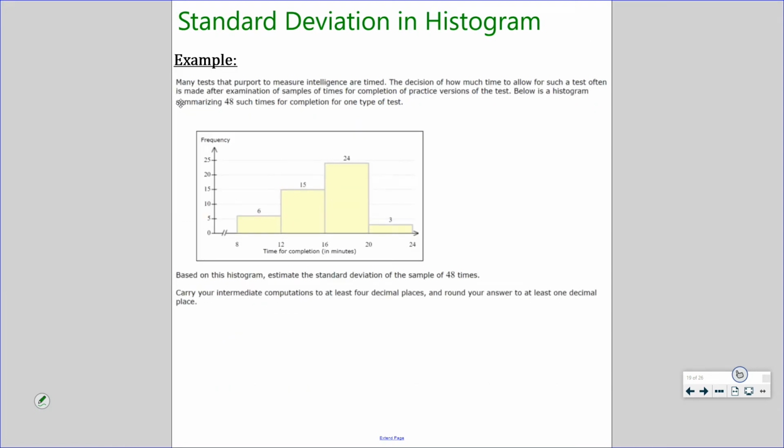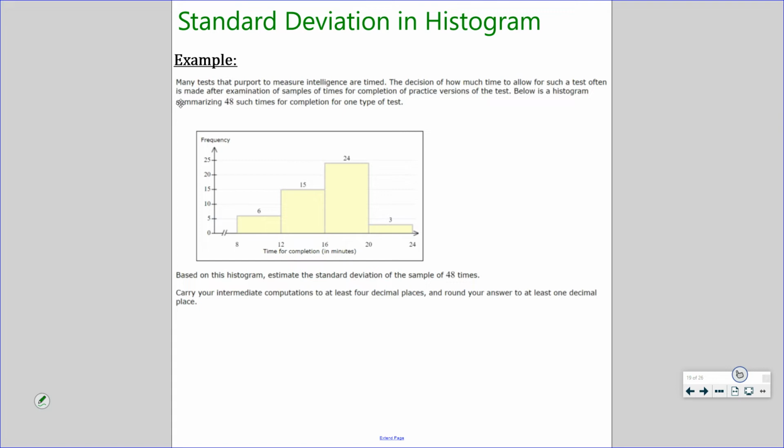So obviously, we're not going to take each data entry 48 times and add them all together. And to be honest, we don't know the actual data. All we know is that between the interval of 8 to 12 minutes, there were 6 people who finished in that time. So that's the weird thing about histograms, we don't actually know the real data. We don't know their numbers. It could have been 8.5 minutes or it could have been 11.5 minutes. We just know that 6 of them were in that interval, right? That's how we read this histogram. And similarly, between 12 and 16, there were 15 of them.